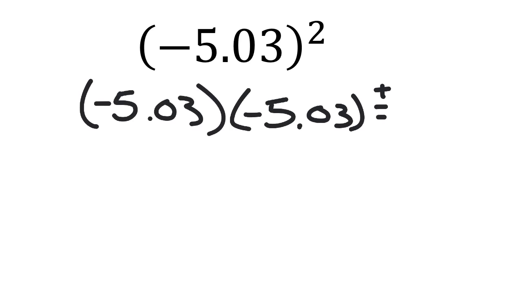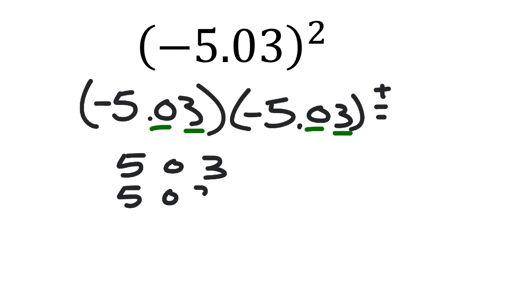And again, once I know it's a positive, I don't really need to worry about the negative thing. But we do have decimals here. How many decimal place values are being multiplied? 4. We got the 0.3 and the other 0.3. That's 4 decimal place values. But then we can multiply this without any decimal place values. 503 times 503. Because we'll apply those place values of the decimals once we get this product.